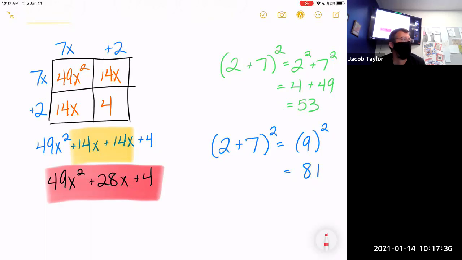Does anybody have any questions about multiplying monomials by polynomials? What was the kid's name? I have a question about the kid's name. Yeah, I don't remember what the kid's name was. I'll take that as a no.